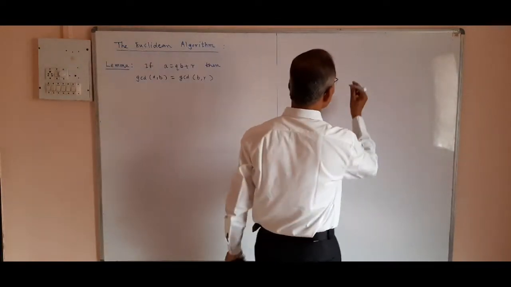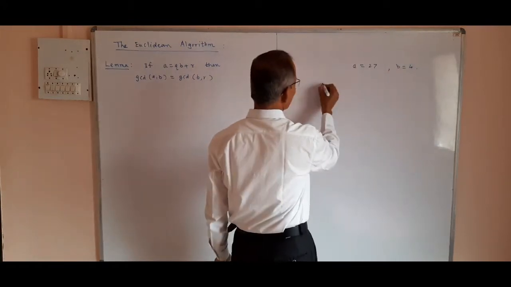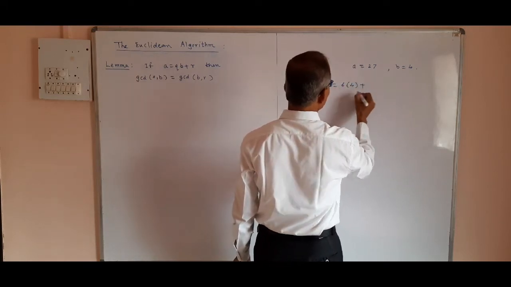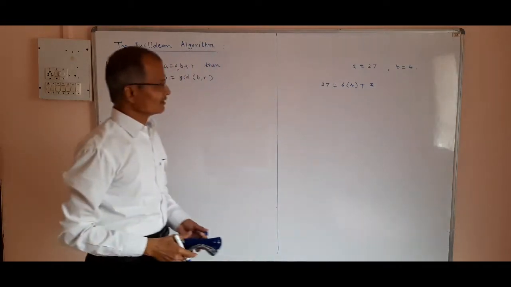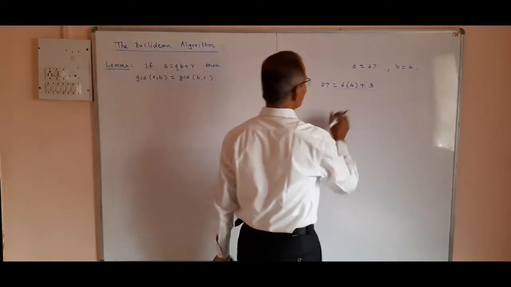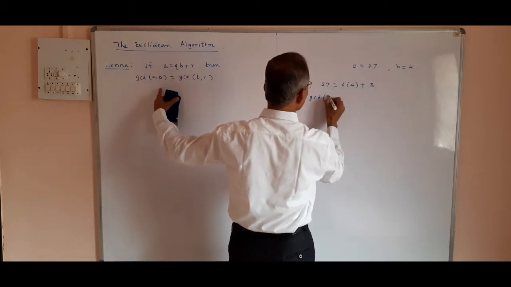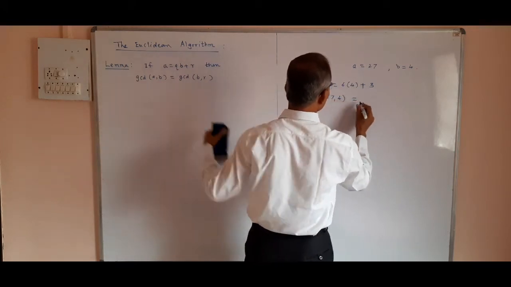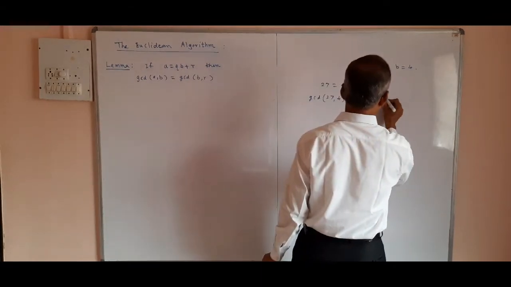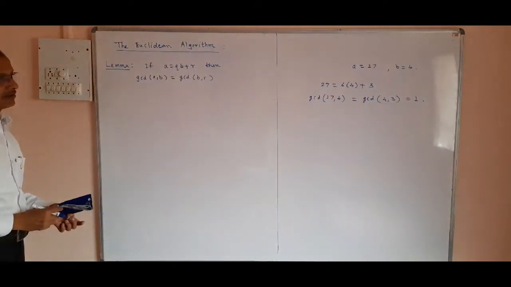Consider, say, a = 27 and b = 4. Now we can write 27 as 6 times 4 plus 3. Is it? a = qb + r, and r is now 3. And here, according to the result, what is gcd(a, b)? So gcd of 27 and 4 is equal to gcd(b, r). So b here is 4 and r is 3, which is equal to 1. Both are equal to 1. So that is the meaning of the result.